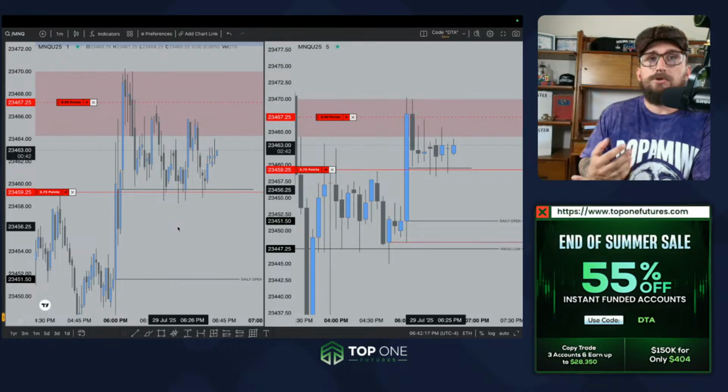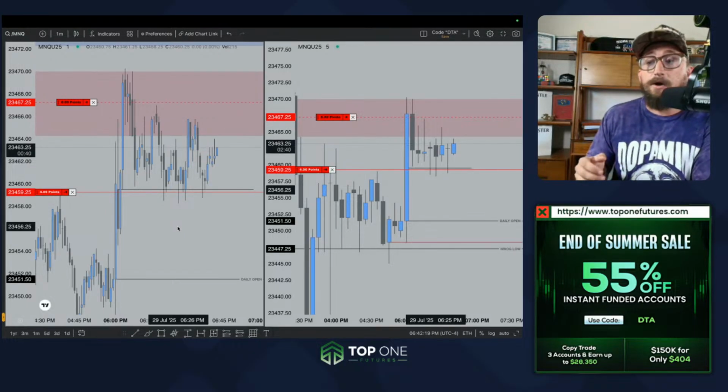People say don't strangle your stop when you're trying to be in a trade. Yeah, 100%. If you want to get taken out of the trade, tighten your stop. You can use that logic if you're trying to reduce risk.